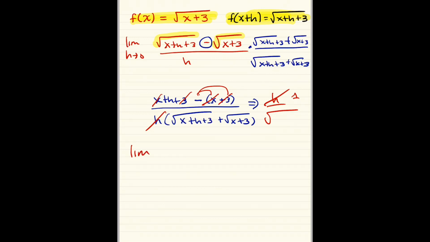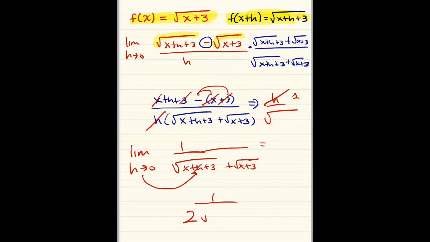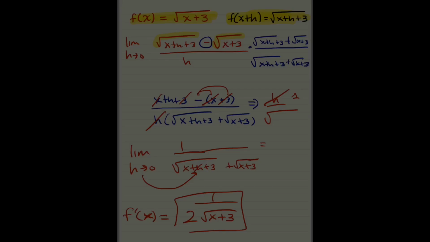So now we're going to have the limit as h approaches 0 of 1 over square root of x plus h plus 3 plus square root of x plus 3. When you let this h approach 0, remember, that goes out, and then you get 2 of those guys. So we get 1 over 2 of these. So that means that the derivative of the square root of x plus 3 is this guy here, okay? And then we have one more example, and then we're done.